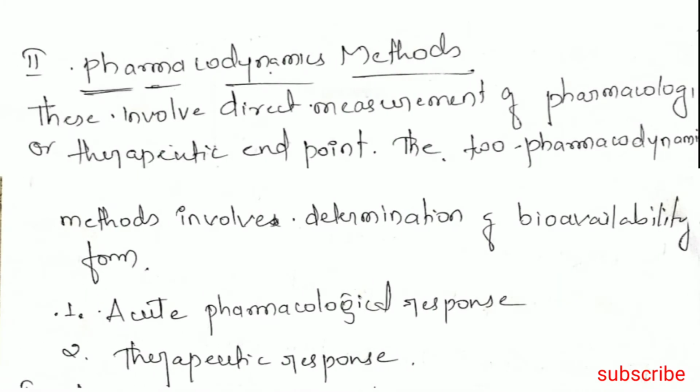Pharmacodynamics method. This involves direct measurement of pharmacologic or therapeutic endpoint. The two pharmacodynamic methods involved in determination of bioavailability are acute pharmacological response and therapeutic response.